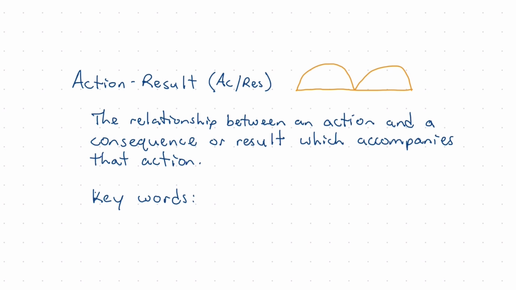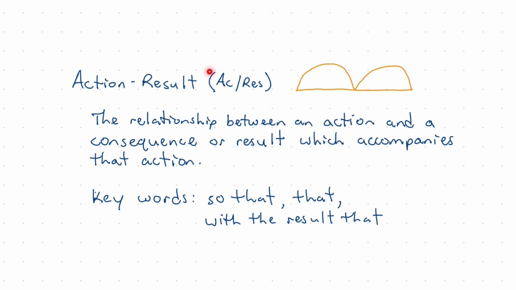Some of the key words that you're going to see in action and result are "so that," just the word "that" by itself, or sometimes you'll see "with the result that," or something like that. "So that" will be most commonly pointing to this relationship of action result, but sometimes a phrase like "with the result that" will also point you to this relationship.